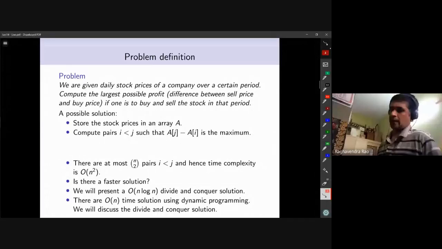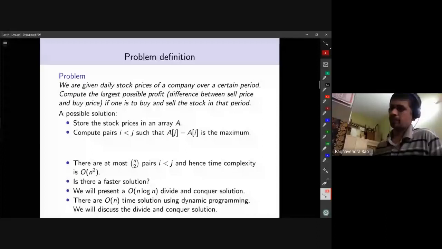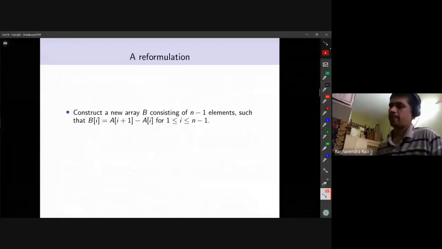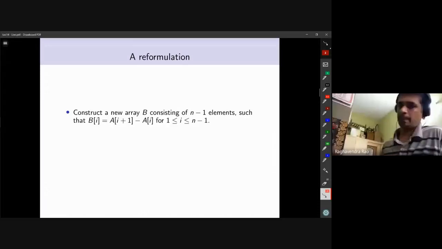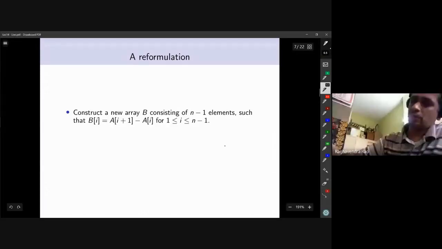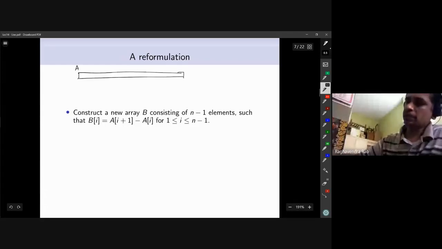Any questions so far? So we'll start with the reformulation. Let's take a slightly different view. Let's start with constructing a new array. Let me pictorially demonstrate how it looks. So I have A of n elements. I'm going to construct a new array of n minus 1 elements. This is my B, indexed 1 to n minus 1.